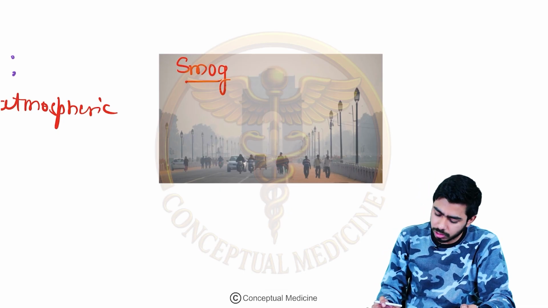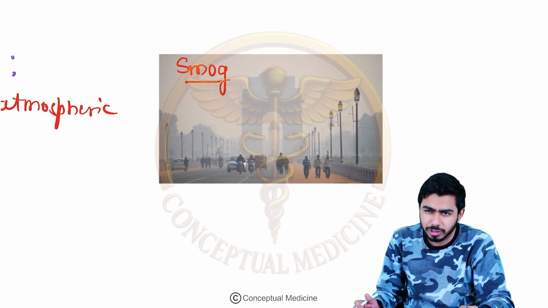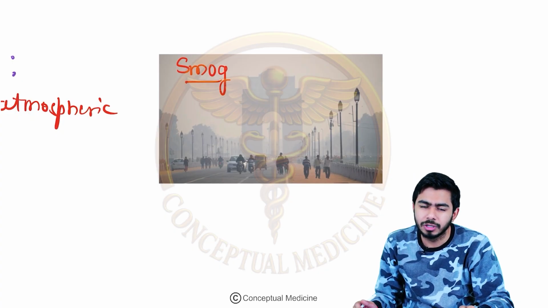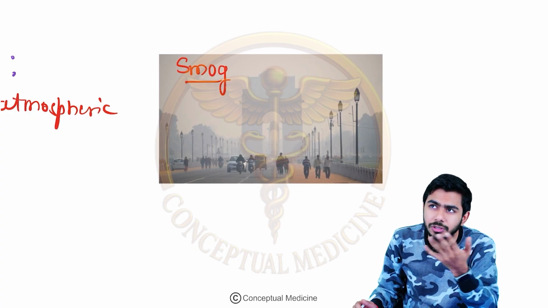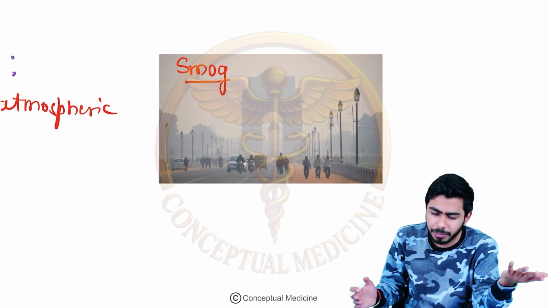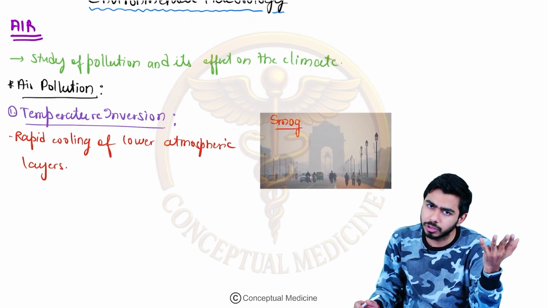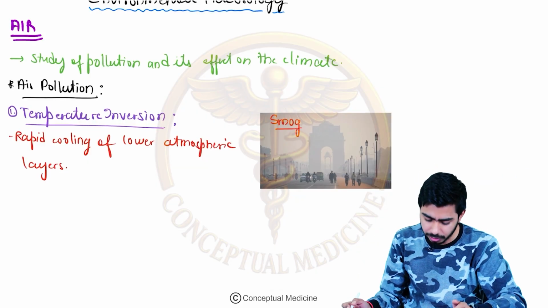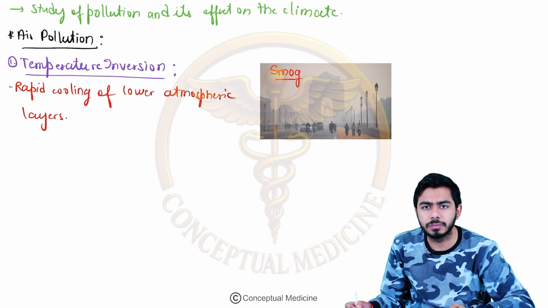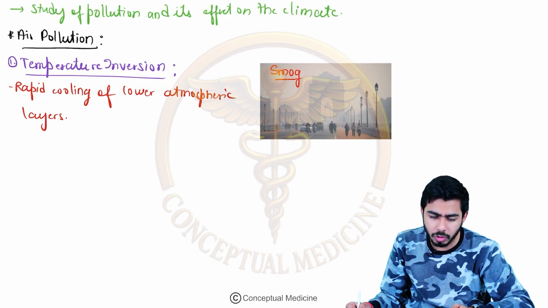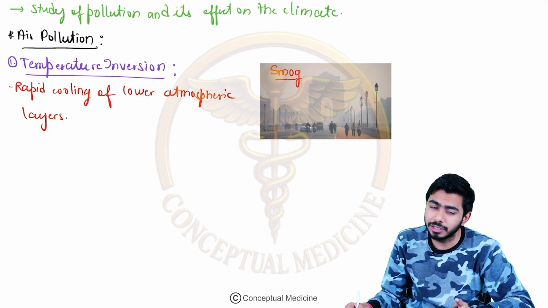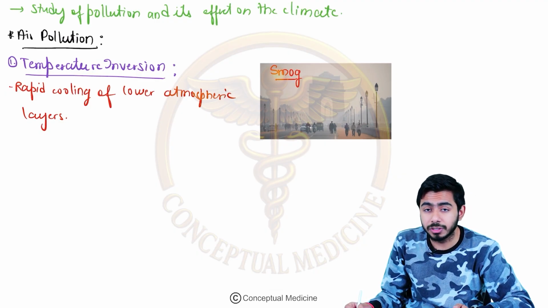What is the temperature inversion? Usually you see this kind of picture in the winters. You're going out for college and you see there's smoke outside. Basically, it happens due to temperature inversion. Rapid cooling of the lower atmospheric layers is termed temperature inversion, and that can lead to smoke formation. So next time when you see smoke, please think about temperature inversion.